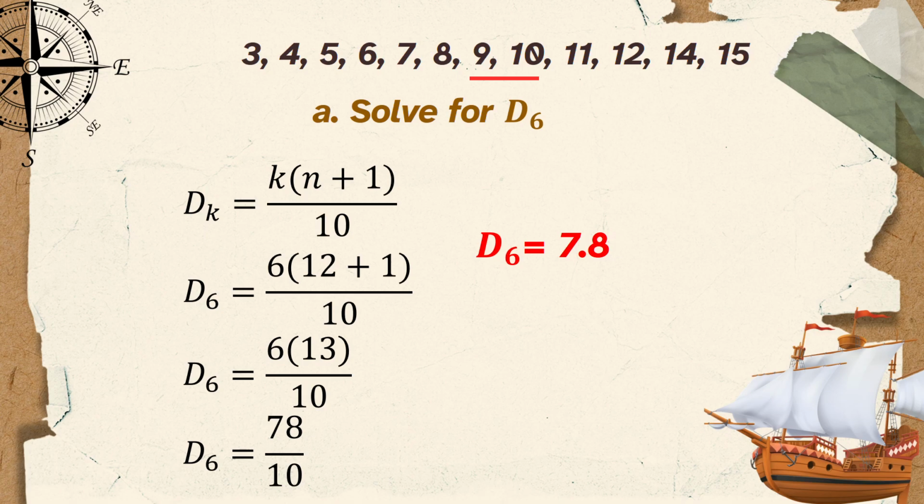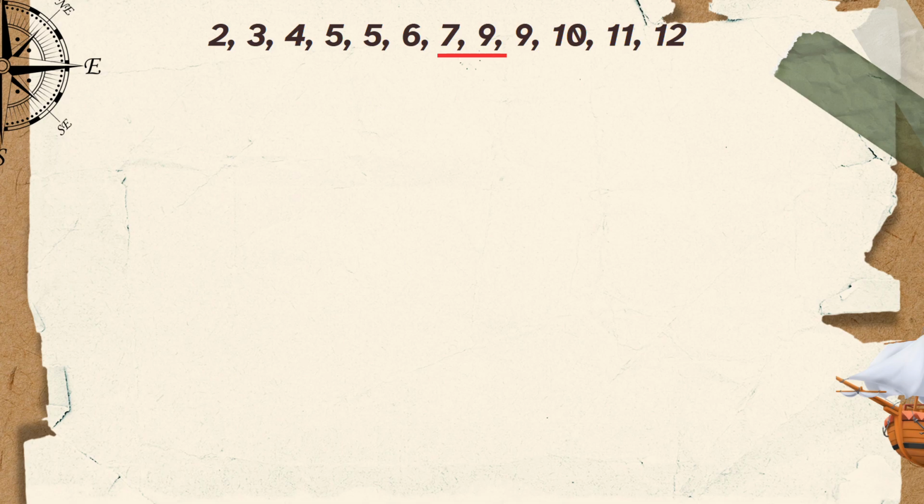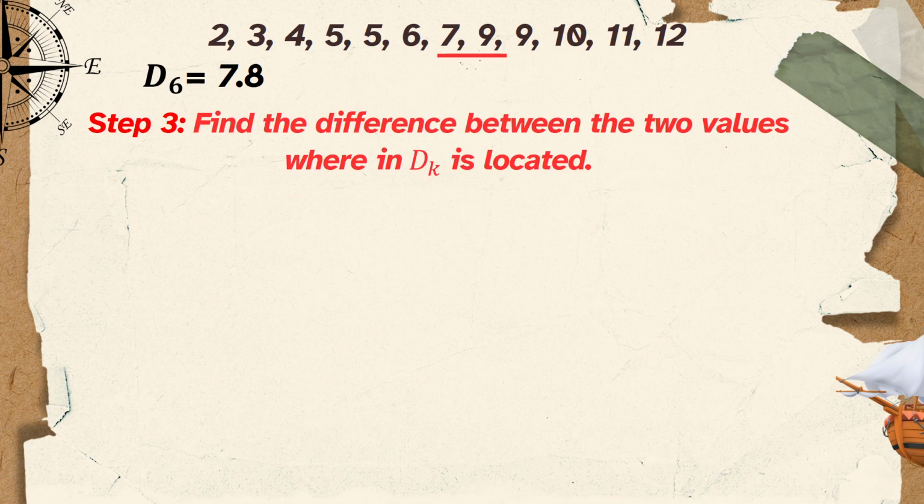It is a decimal number. Therefore, we will proceed to linear interpolation. Our answer is 7.8. So what is our third step? Find the difference between the two values wherein d sub k is located. So our d sub k or our 6th decile is equal to the 7.8 position. 7.8 is in between the 7 and 8 position. So 1, 2, 3, 4, 5, 6, 7, and 8. So we will find the difference between the two values. So 9 minus 7 is equal to 2.